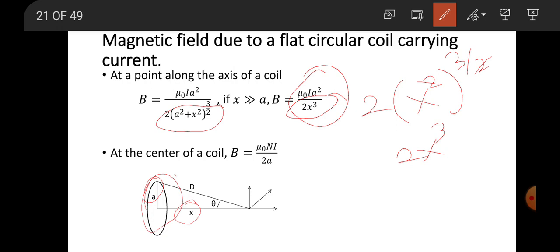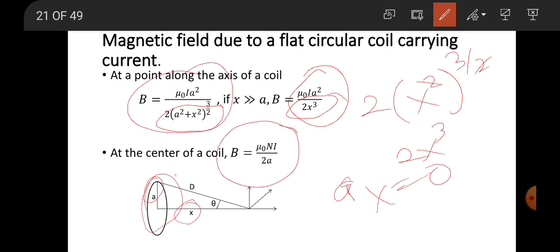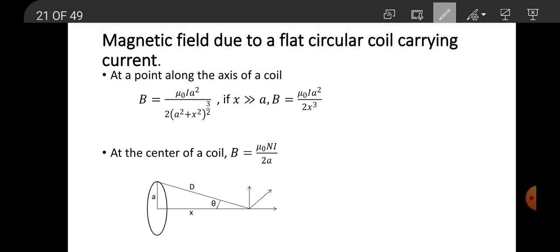Please notice the formula. But if you're asked to find the magnetic field at the center of the coil, it means that your x is equal to 0. So in that case, the whole of this formula is reduced to B equal to mu naught N I all over 2A. Please, let's not forget that.